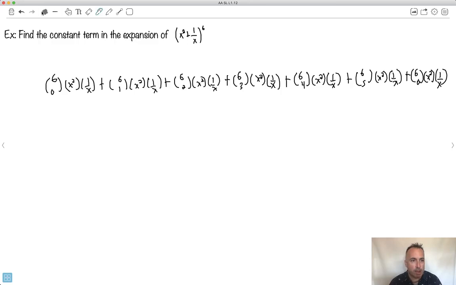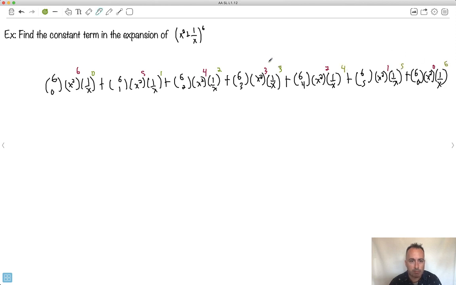And now I know what my powers are going to do. My powers are going to go down for these ones here. So it's going to go 6, 5, 4, 3, 2, 1, 0. And my exponents are going to go the opposite for the b here. So 0, 1, 2, 3, 4, 5, and 6.